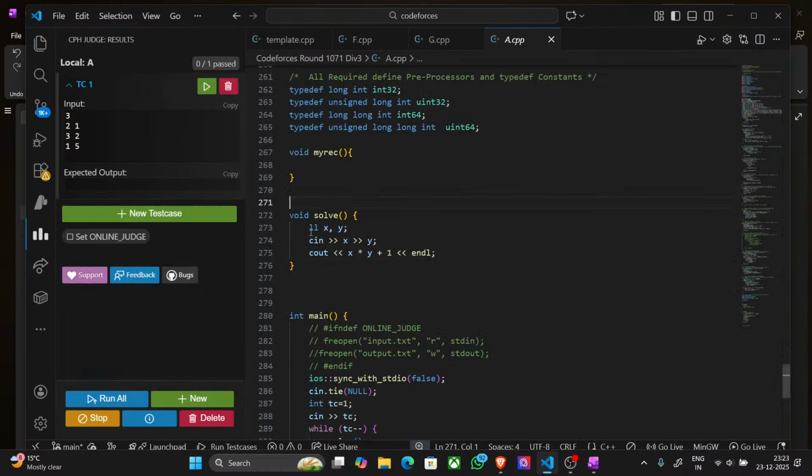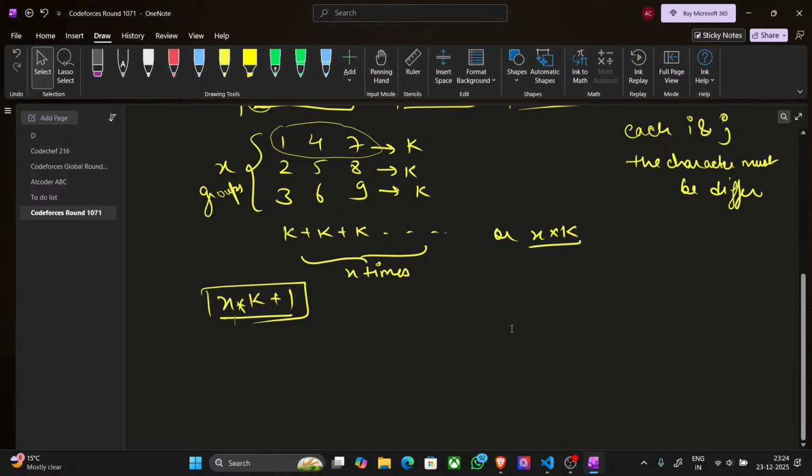So as you can see, for this problem, I have taken x and y as input, and I have printed x into y plus 1. That's just the answer for A. Any doubt in this? I guess it won't be very complicated.